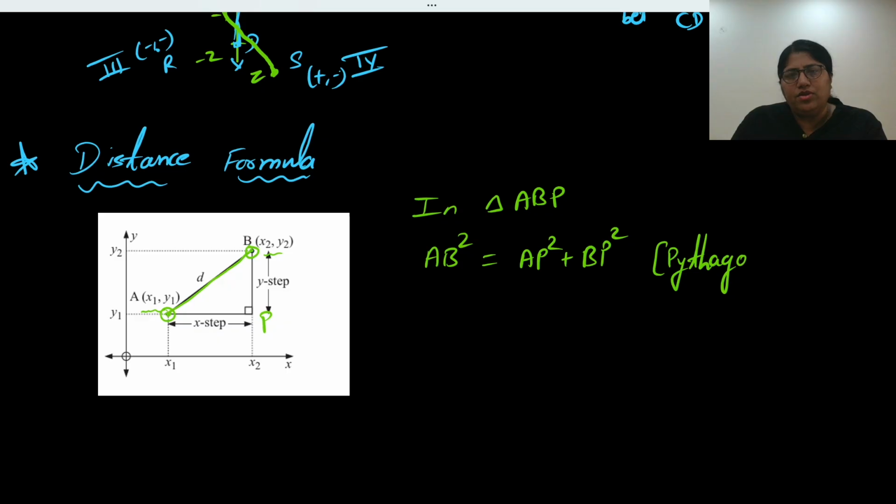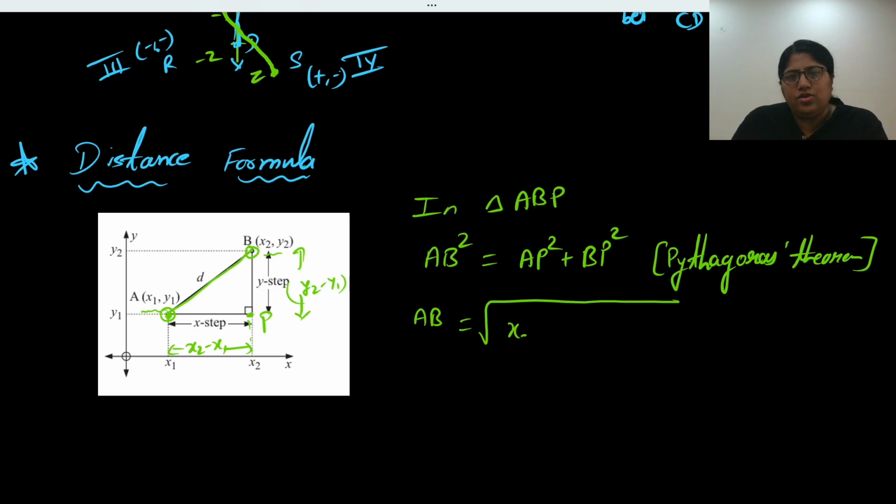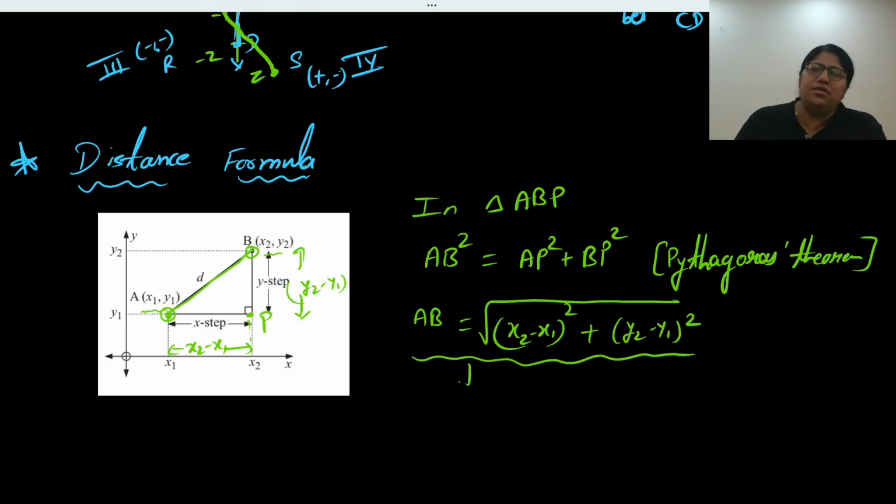Now the coordinates are given in terms of x1, y1, which can be any coordinate. So what is going to be your AP distance? It is the x movement from here to this point, which is x2. So the distance between these two will be x2 minus x1, and the y direction movement is y2 minus y1, right? So what can we write here? AB is equal to the square root of (x2 minus x1) whole square plus (y2 minus y1) whole square. This is nothing but what we call the distance formula.